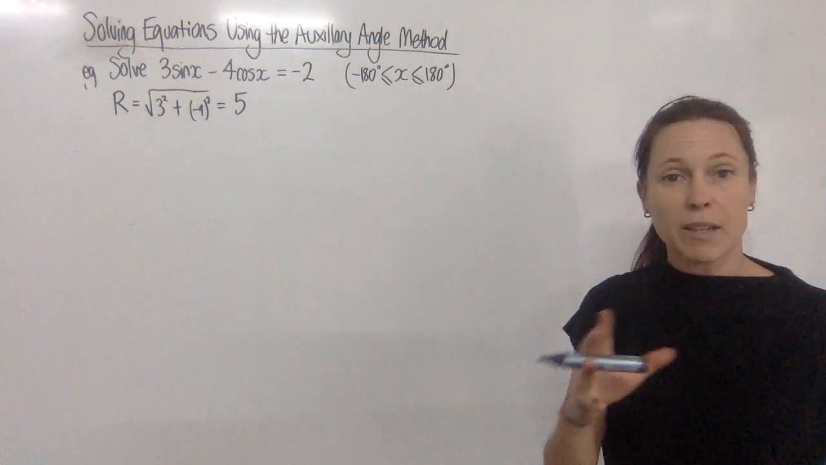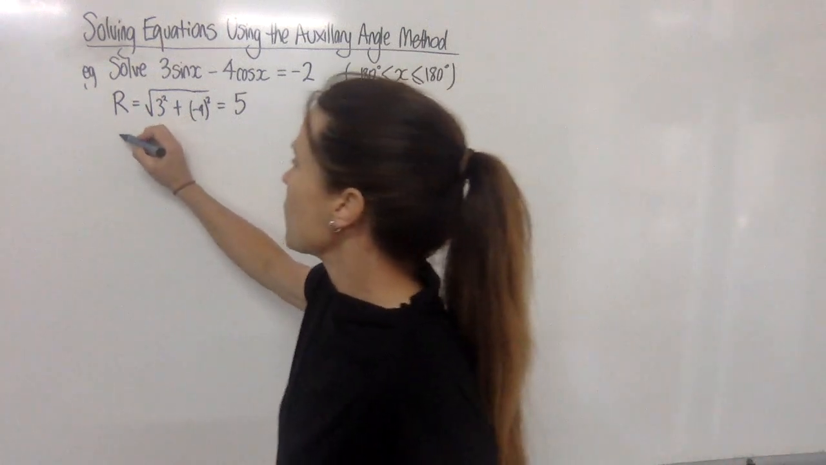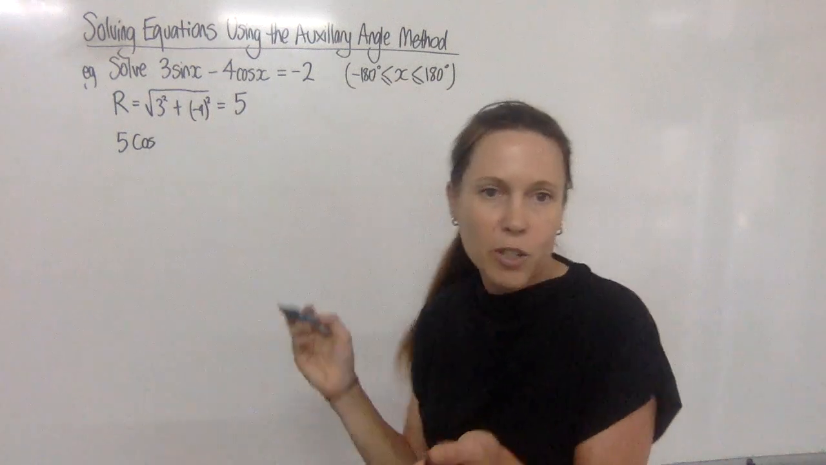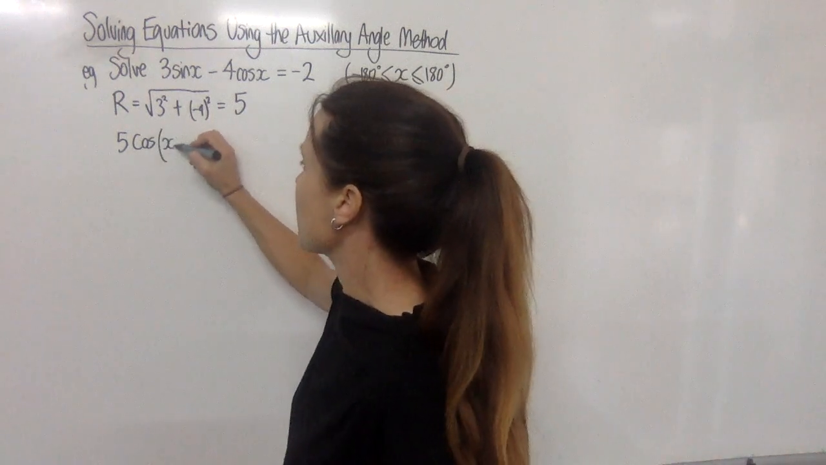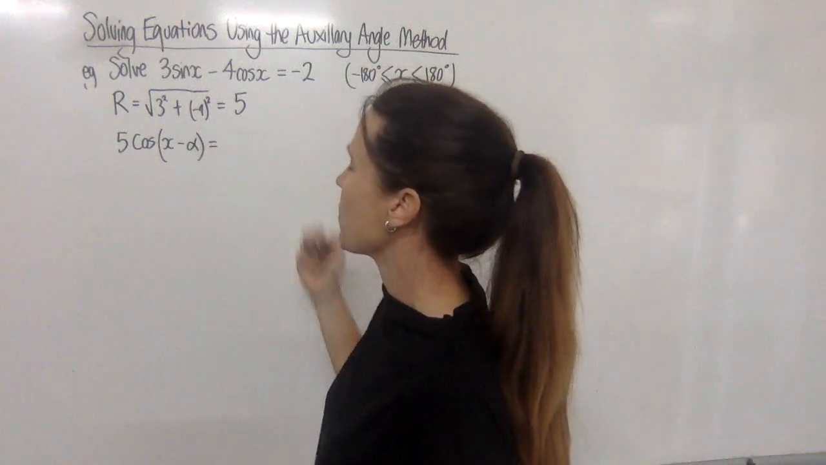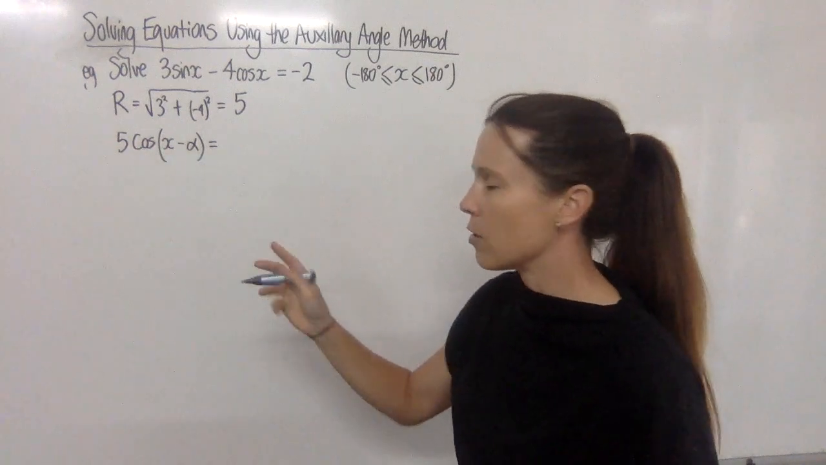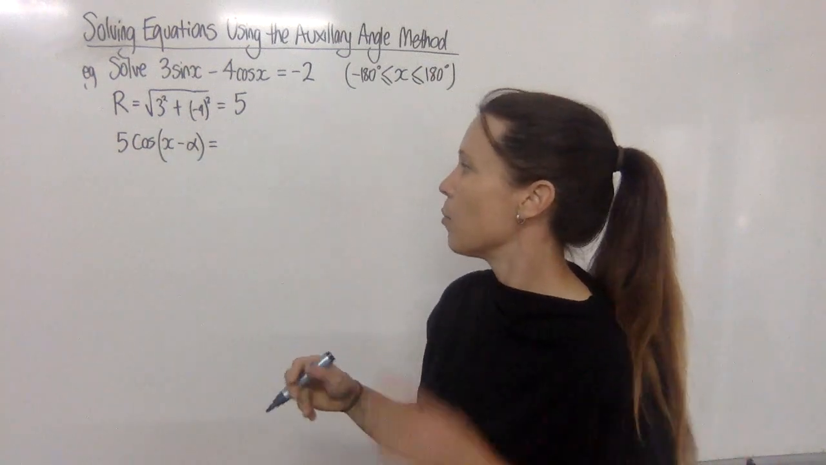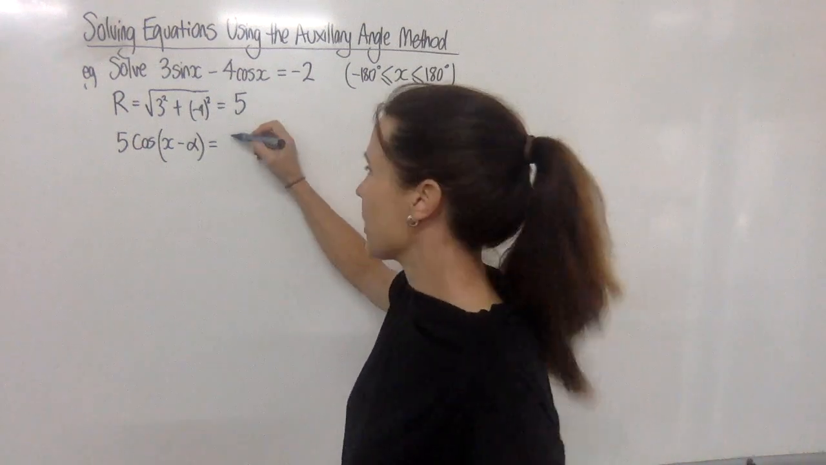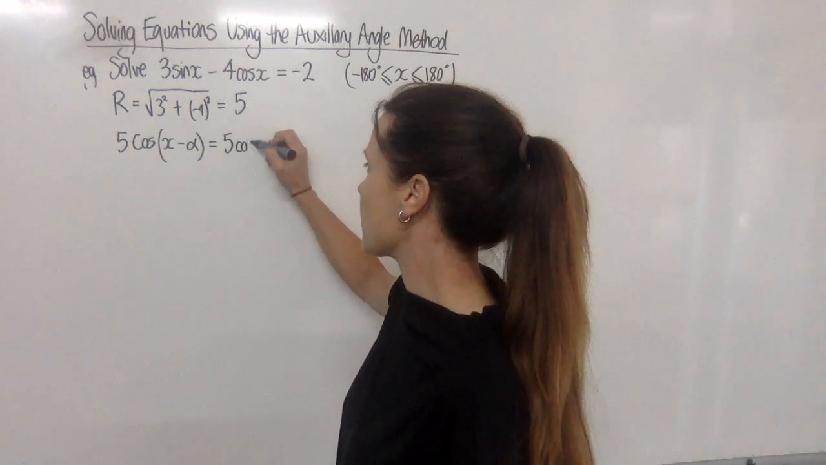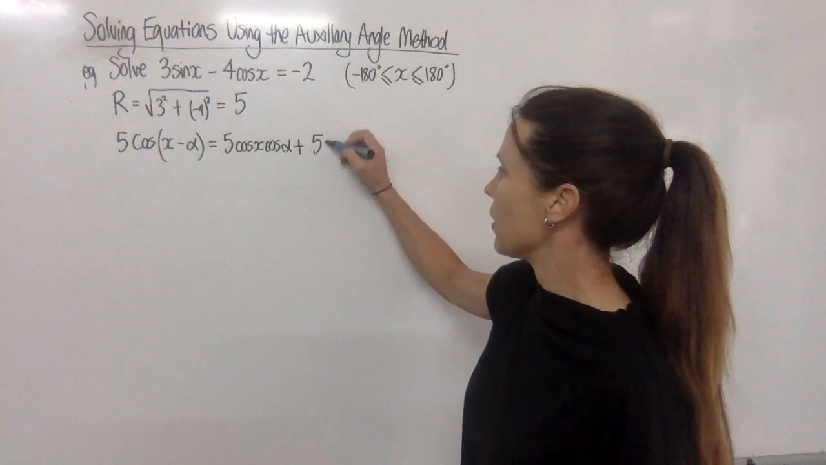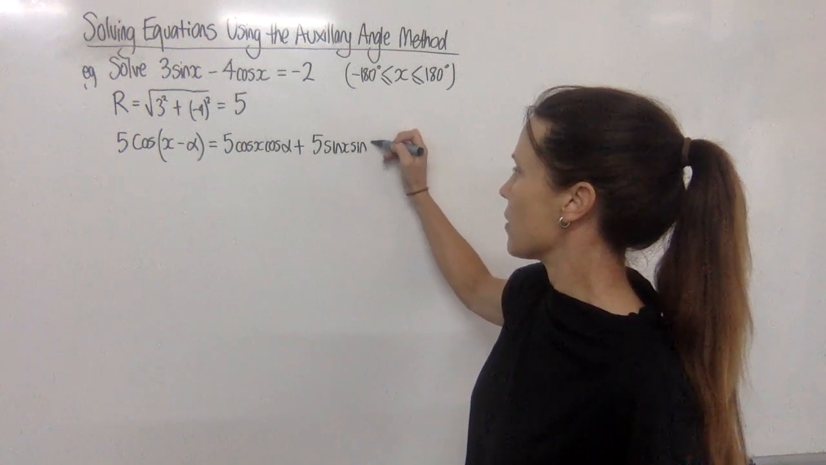Now instead of writing y equals, because there's no y here, in this situation we can just go ahead and say, all right, let's choose one of the 4 forms. I'm going to choose the same one that we just used, x minus alpha, but you could use any and your answer will work out. And I'm going to expand it out. Now I've got 5 lots of cos x cos alpha plus 5 lots of sine x sine alpha. So I don't put the brackets in, I just jump straight into the expansion.